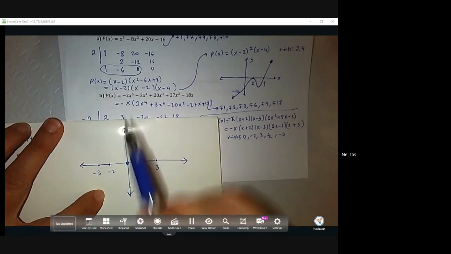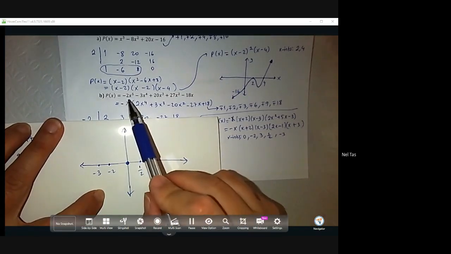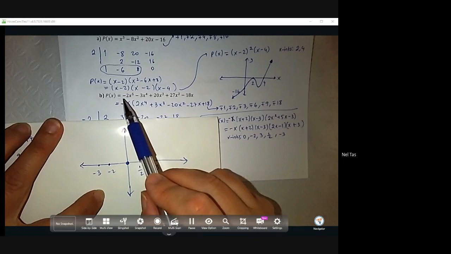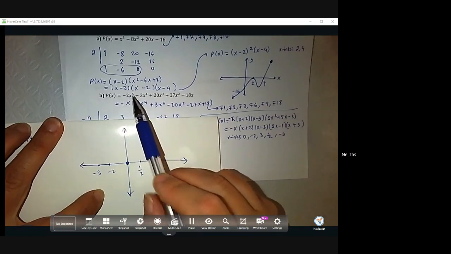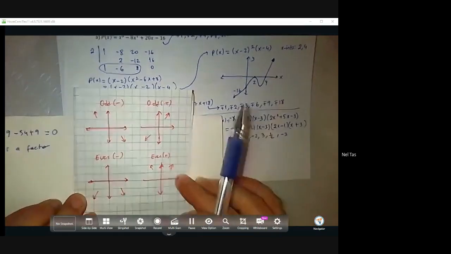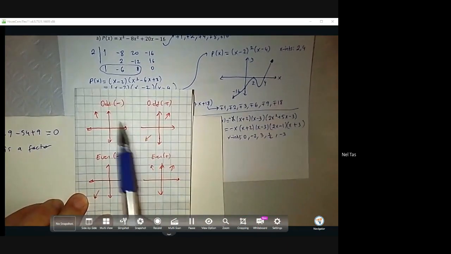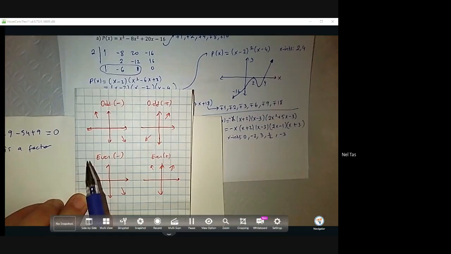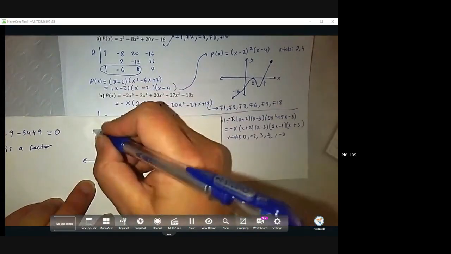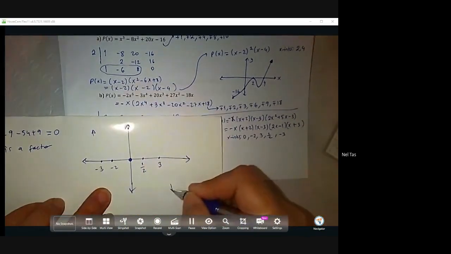Then we check the degree of the polynomial. It is 5. So it's an odd degree function. Leading coefficient is negative. So we can again look at this summary, right? So odd degree function with negative leading coefficient is going to go from quadrant 2 to quadrant 4. Okay, quadrant 2 to quadrant 4.